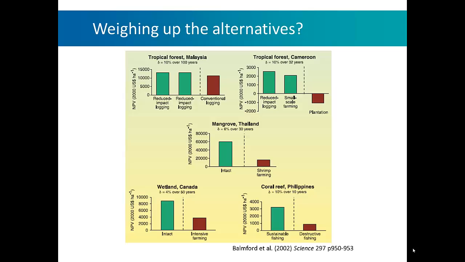So the reason for doing this is based around the concept that was published in Science in 2002 by Bamford and colleagues. And he gathered information from 5 studies globally, which allowed them to assess the net present value, the economic value of sites under conservation versus those sites under some other conversion, for instance, conventional logging, shrimp farming, or destructive fishing. And what was interesting in the results was that in each case, the economic value from conserving these sites was greater than the economic value from conversion once these ecosystem services were incorporated into the assessment.